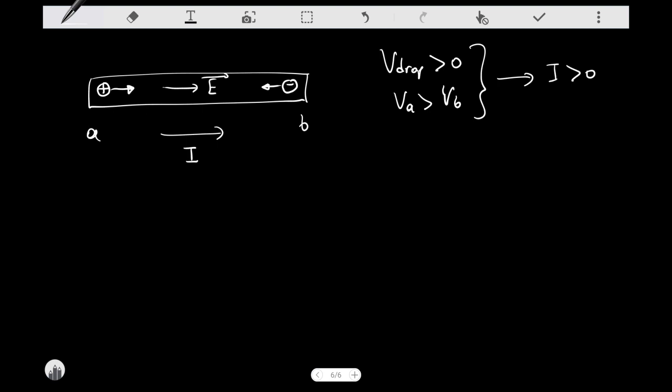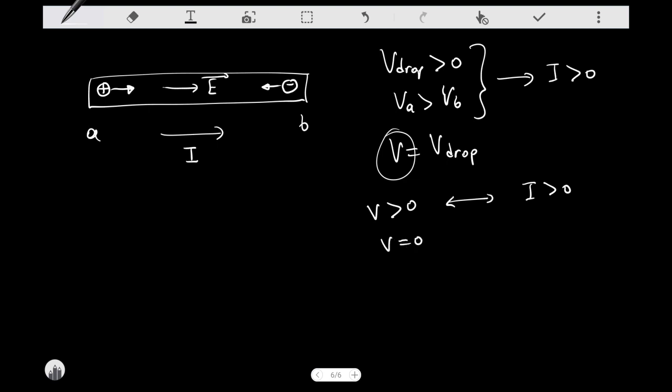So from now on, I'm going to eliminate this subscript drop, and I'm just going to write V for the potential drop symbol. So the potential drop is positive if the current is positive, and so on.